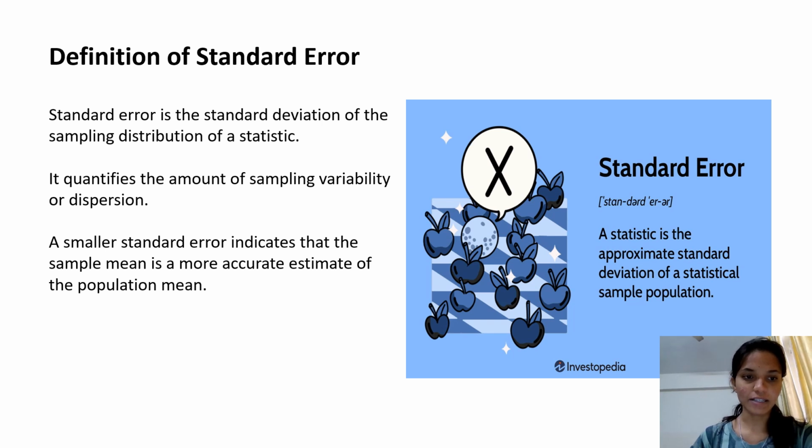Definition of standard error. Standard error is the standard deviation of the sampling distribution of a statistic. It quantifies the amount of sampling variability or dispersion. A smaller standard error indicates that the sample mean is a more accurate estimate of the population mean.